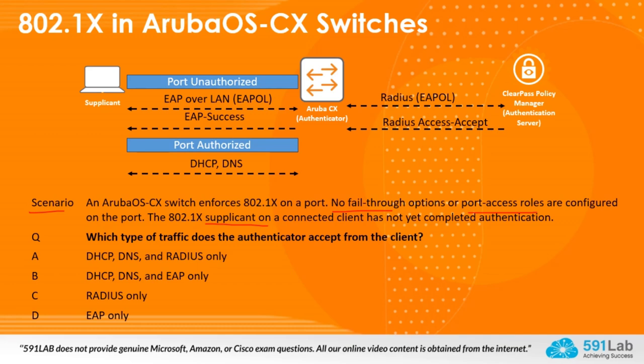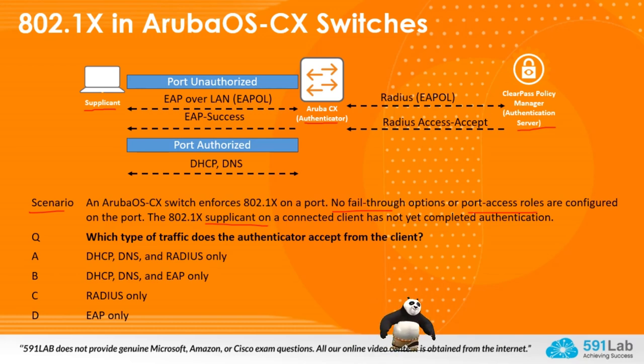Okay, let's look at the diagram. In .1x, we have 3 main components: supplicant, authenticator, and the authentication server. In this case, the authenticator is the ArubaOS-CX switch, and the authentication server is ClearPass. The RADIUS server is already configured on the authenticator with the IP address and the RADIUS secret key. So let's go through the process.